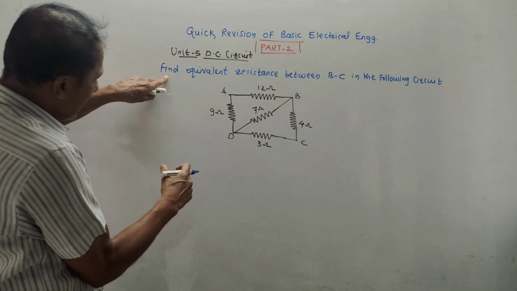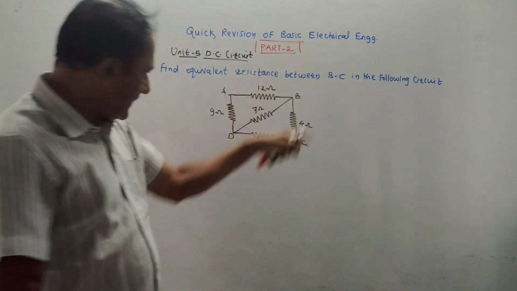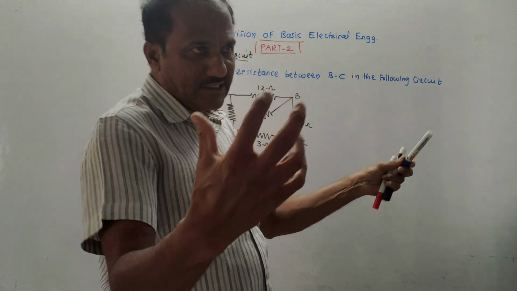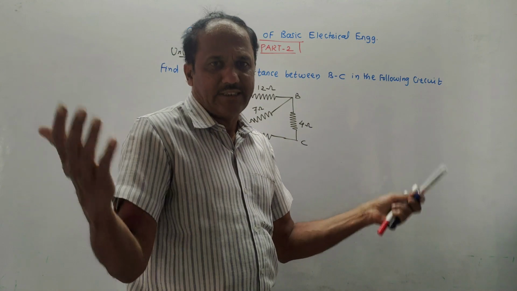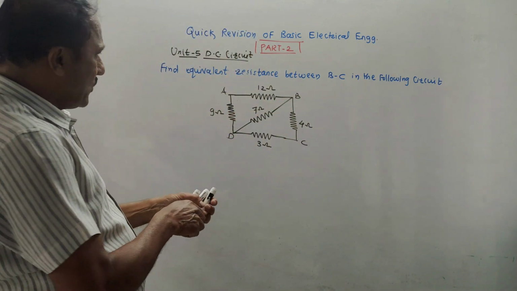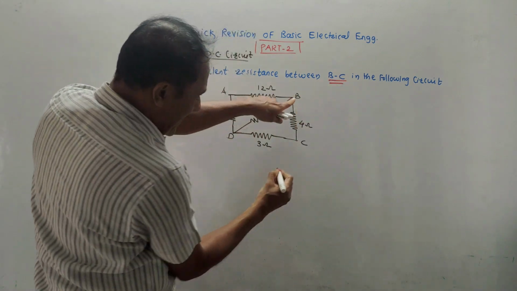So first part is find equivalent resistance between BC in the following circuit. This is the given diagram. Actually, many students are getting confused when to consider the resistance in series, when to consider in parallel, and so on. This is the given network. It is asked to calculate the equivalent resistance between terminals BC. The points are marked in the question.